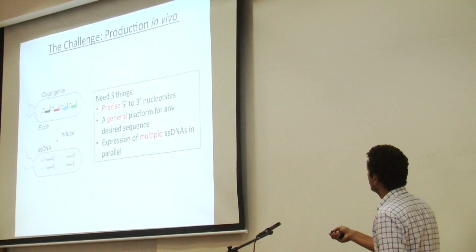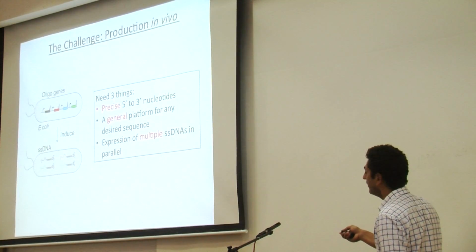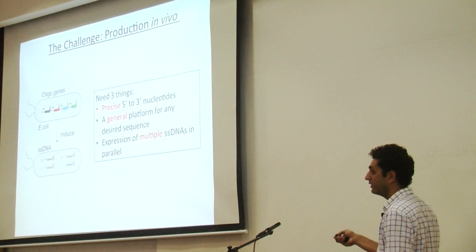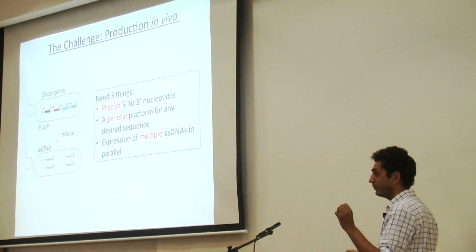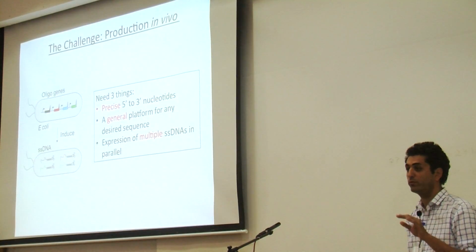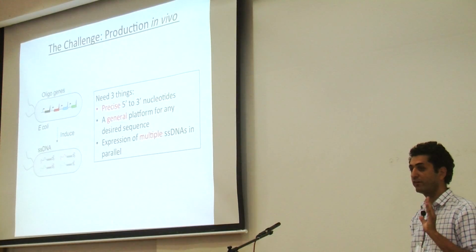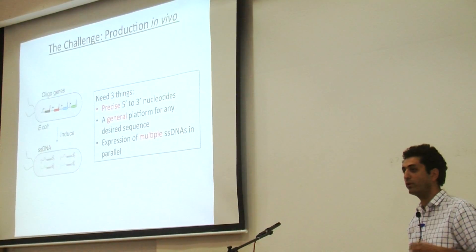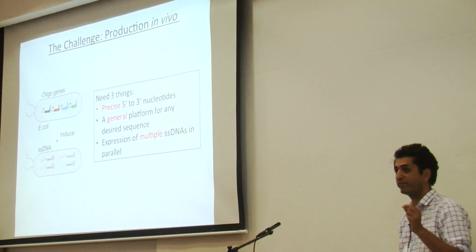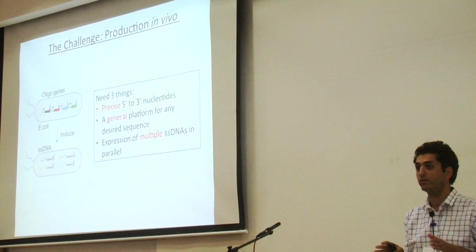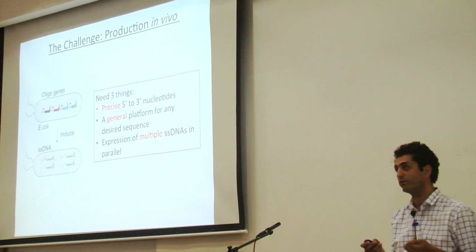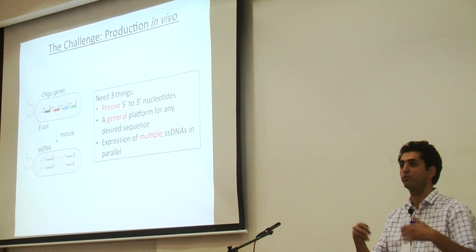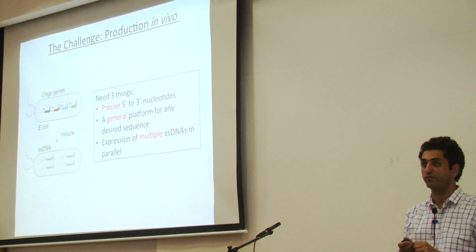So again, let's start with the first challenge. How do we precisely express single-strand DNA that have precise 5 to 3 ends? They should have any nucleotide that we want. We can change any sequence, so there is no need to tune again and again the genetic circuit, the program, to create a very specific DNA. We want them to have any sequence that we want, and we also want to have multiple DNAs together, so a circuit that will have 4, 5, 6, 100 oligos at the same time.